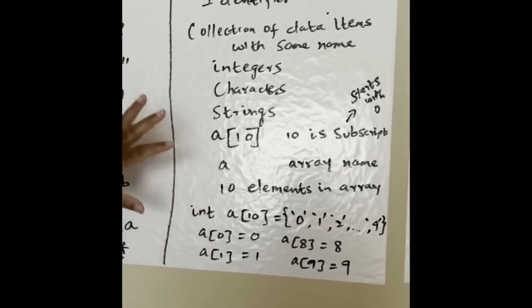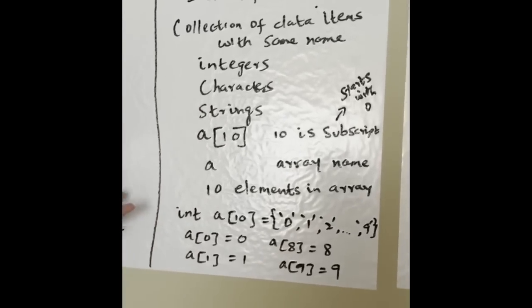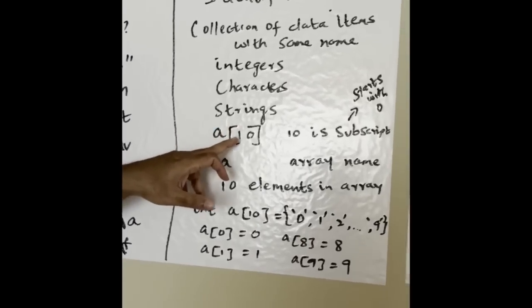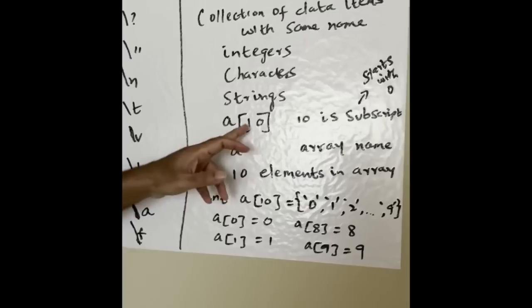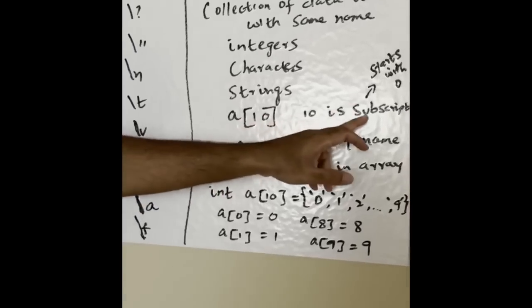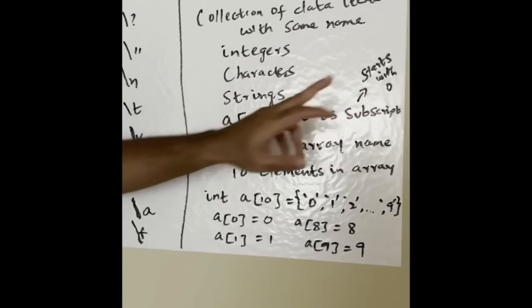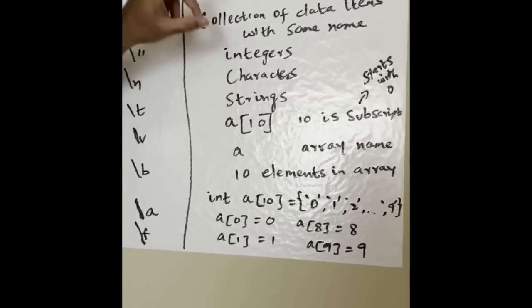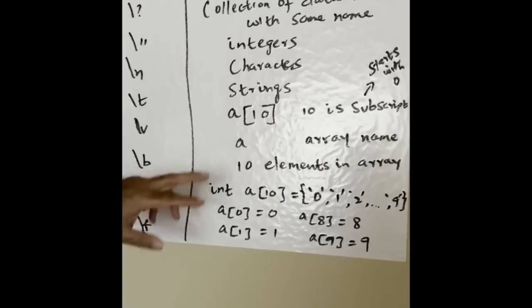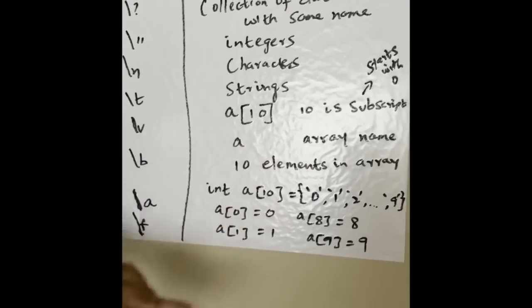These are examples. How an array is represented: A square bracket 10 means this is an array A of 10 elements. 10 is called the index or subscript. It starts with 0 to 9. When you say A of 10, it means indices 0 to 9. A is the array name, with 10 elements.